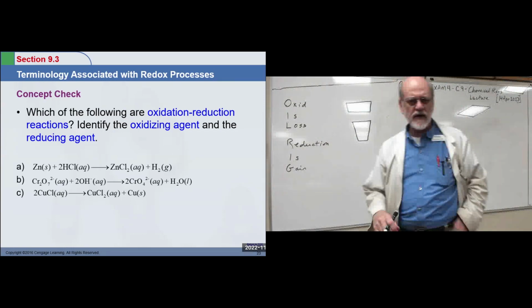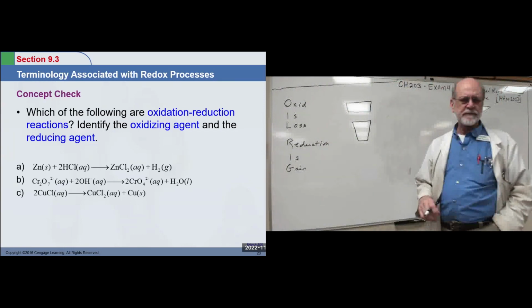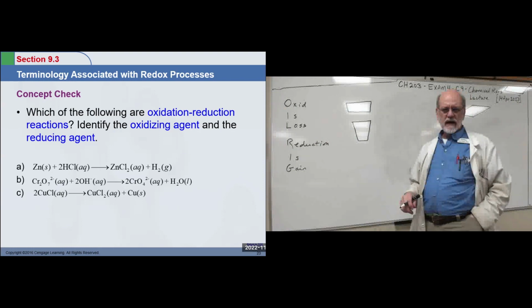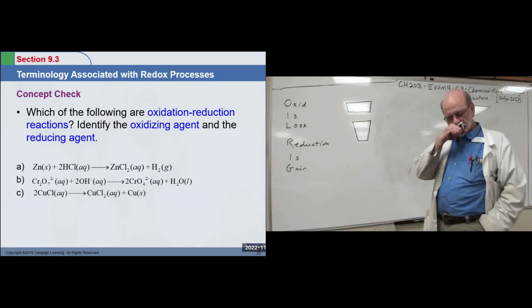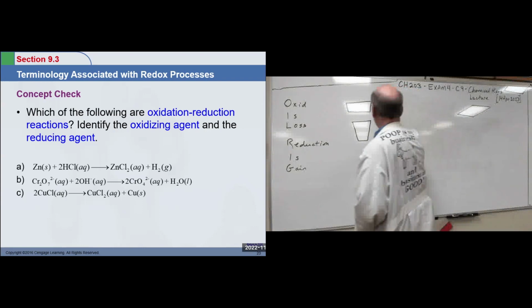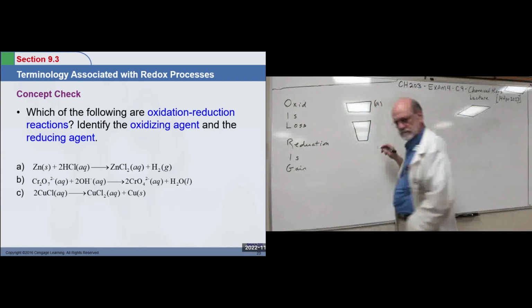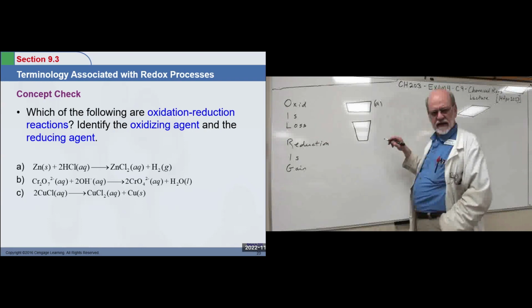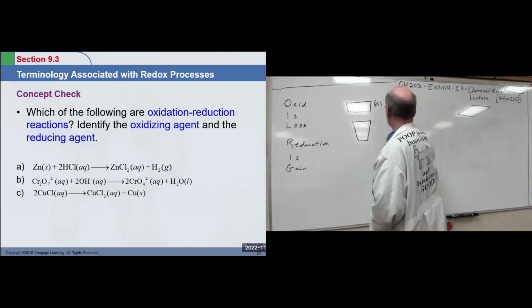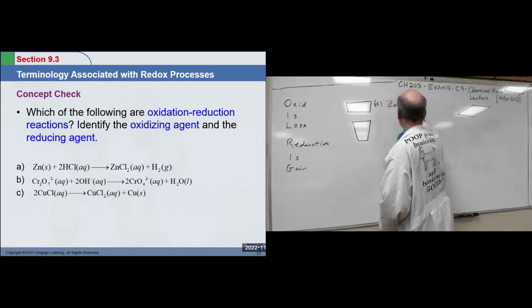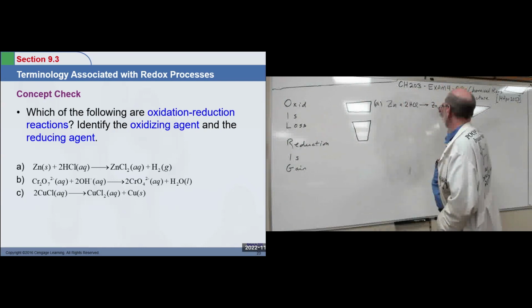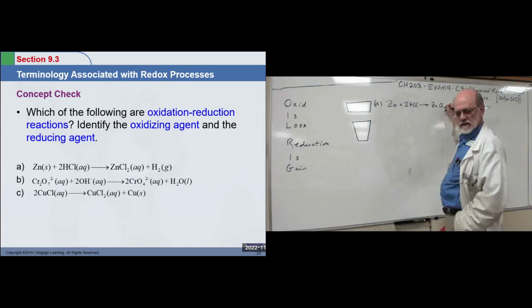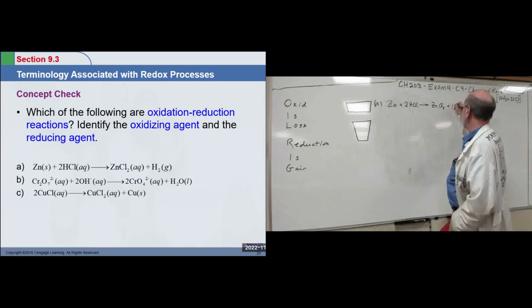Which of the following are oxidation reduction reactions? Identify the oxidizing agent and the reducing agent. All right. A, we have zinc plus 2HCl yields ZnCl2, plus H2 gas.